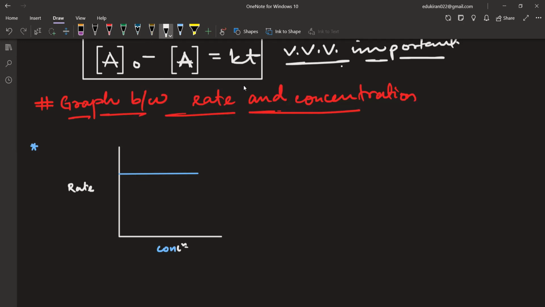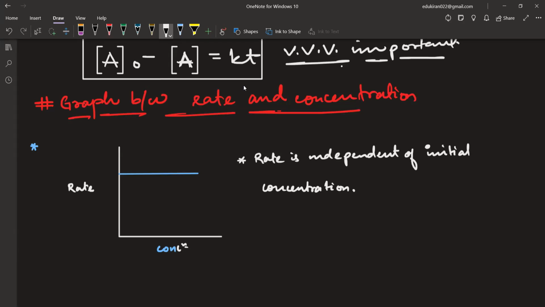Okay, so what does this whole graph tell me? It tells me rate is independent of initial concentration. Okay, right, next.